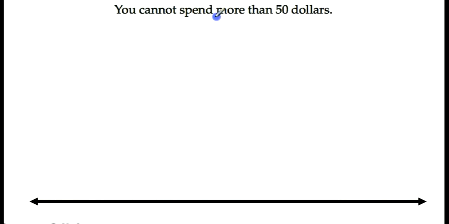You cannot spend more than $50, but you have to be very careful. More than is what you are probably thinking we're going to use. However, you cannot spend more than $50, so I have to have $50. The money that I spend, I'll put an M for money. Could I spend $50? Yes, because $50 is not more than, so I need to make sure I have my equals to sign also. So M has to be less than, or it could be 50.